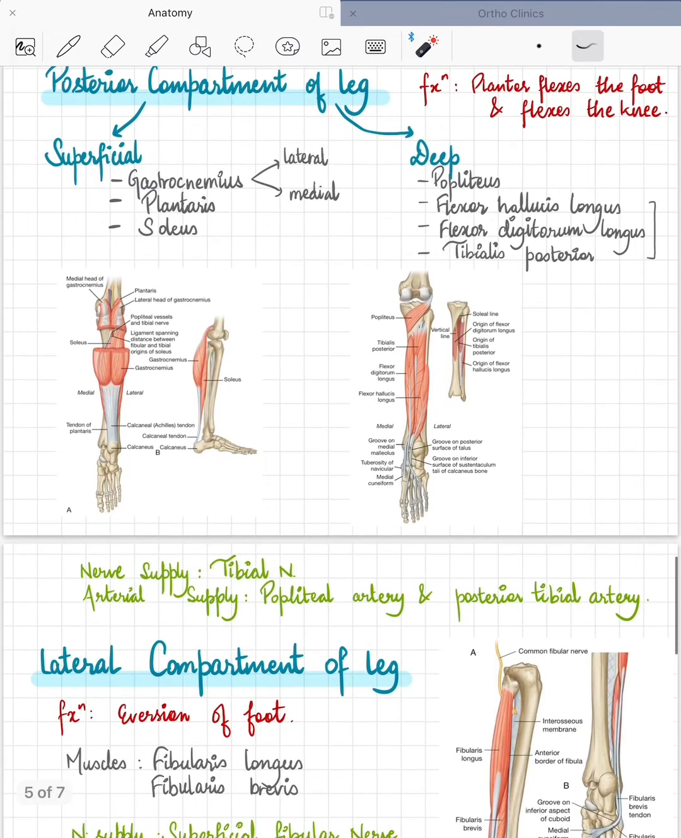The nerve supply of this compartment is by the tibial nerve, and the arterial supply is by the popliteal artery and the posterior tibial branch of the popliteal artery.